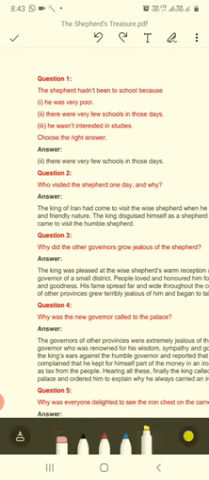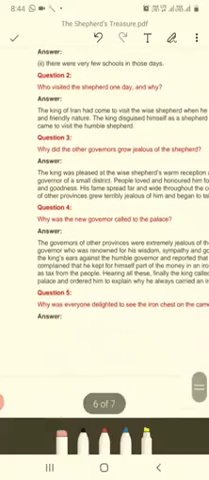Question 1: The shepherd hadn't been to school because he was very poor, there were very few schools in his day, or he was not interested in studies. What is the correct answer? The correct answer is this one: there were very few schools in those days, right?